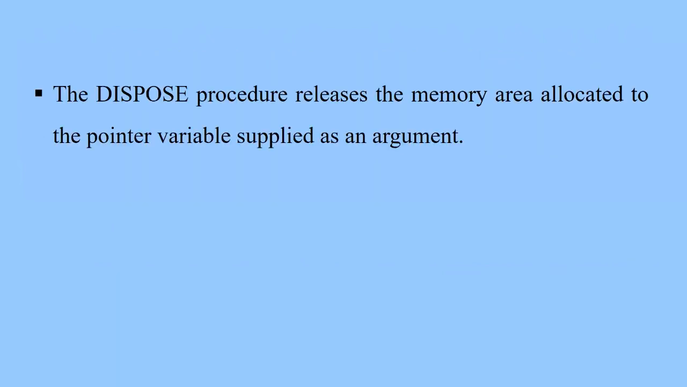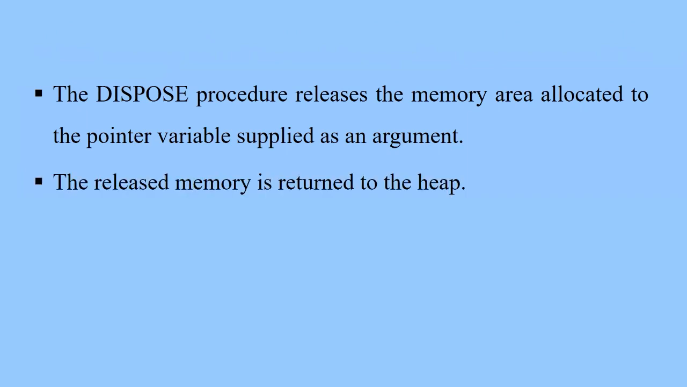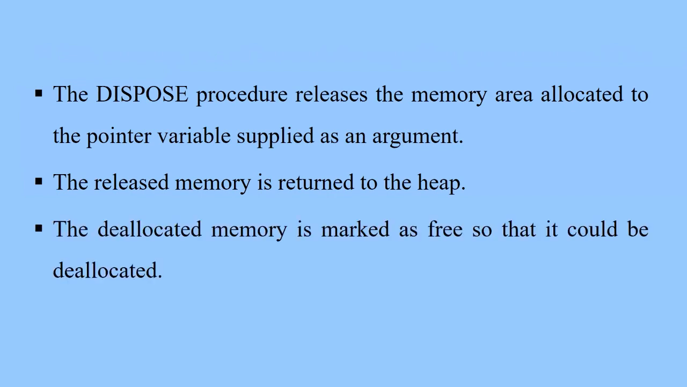The dispose procedure releases the memory area allocated to the pointer variable supplied as an argument. The released memory is returned to the heap. The deallocated memory is usually marked as free so that it can be reallocated. The following is a sample program allocating and deallocating memory.